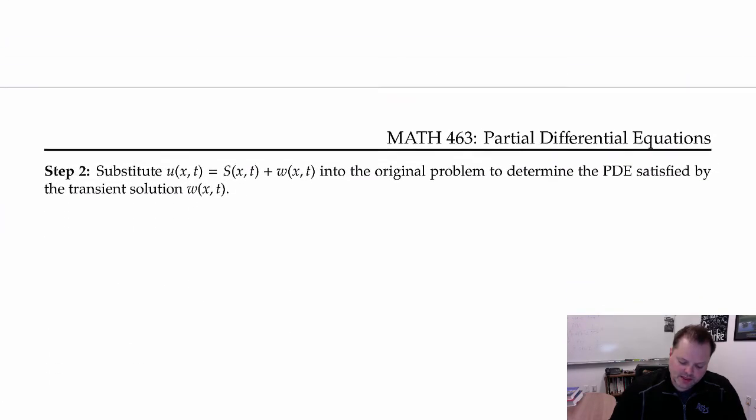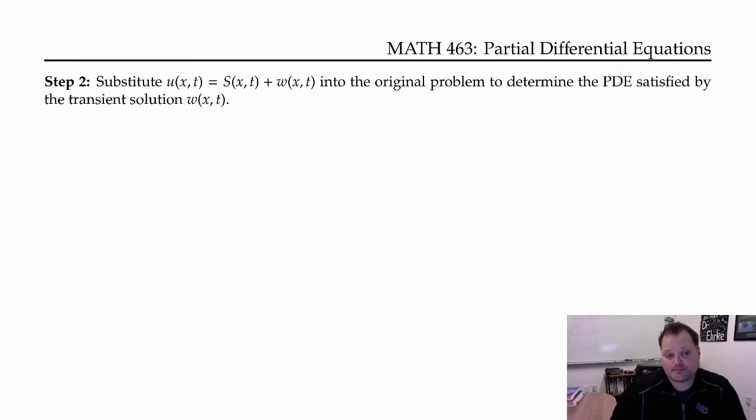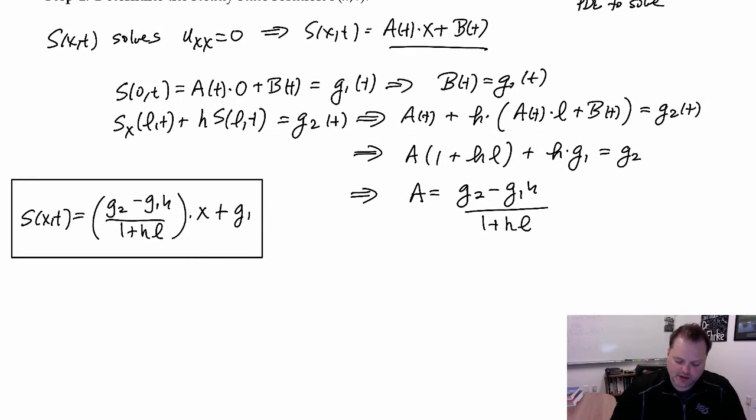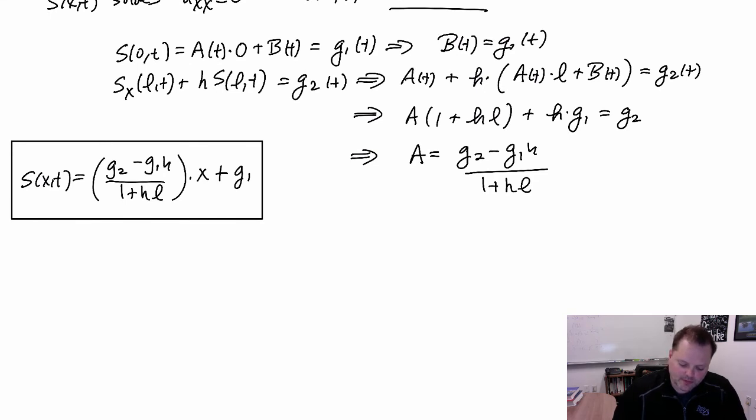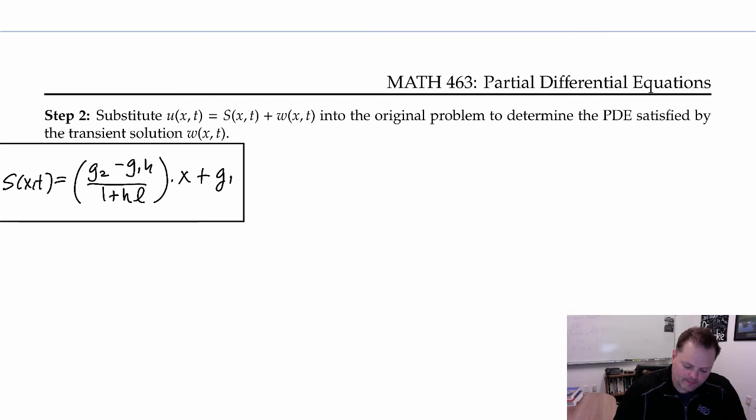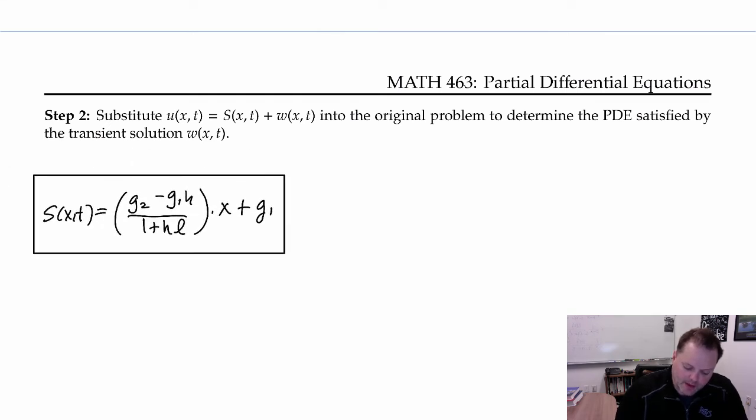Now that I've determined that, what I would like to do is plug it back into the original problem, see what happens to the transient problem. So I'm going to do a little bit of my scratch work here to get started with that. Actually, I think it'll just be easier if I bring this down. So there's my steady state problem. And then I'm going to substitute u equal to s plus w into this.